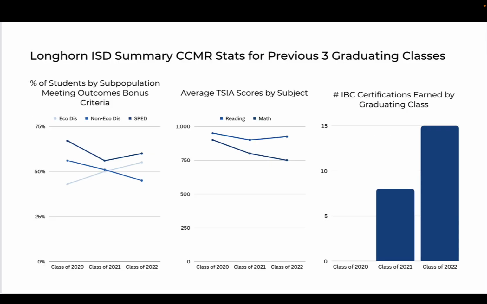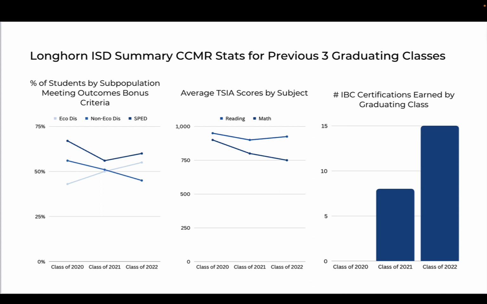Presented here are three visualizations showing descriptive statistics to highlight their use in analyzing CCMR data. The first line chart is presenting the percent of students by subpopulation who are meeting outcomes bonus criteria. This percentage is compared by year. This allows us to look at how the frequency varies both by subpopulation as well as by year.